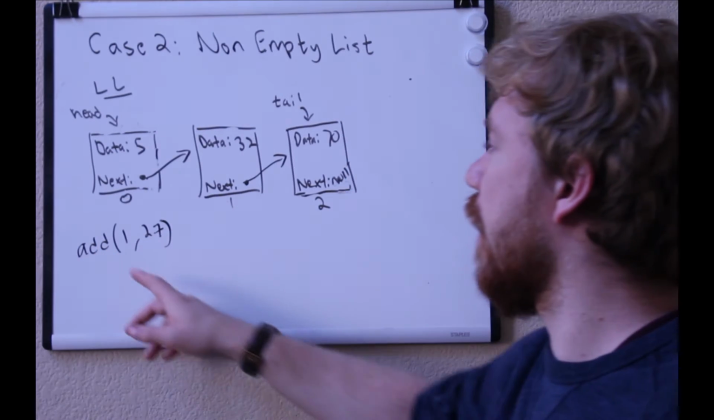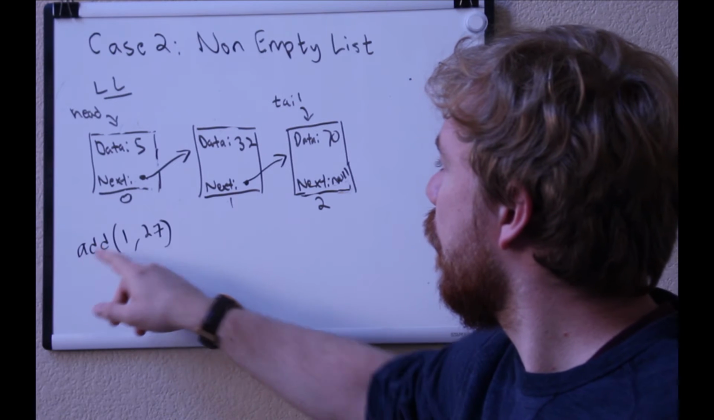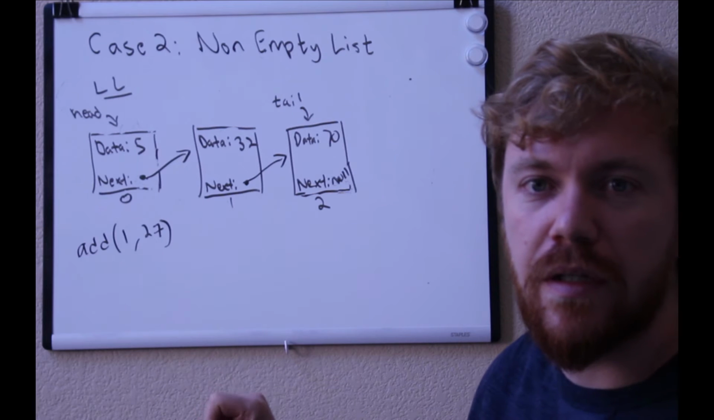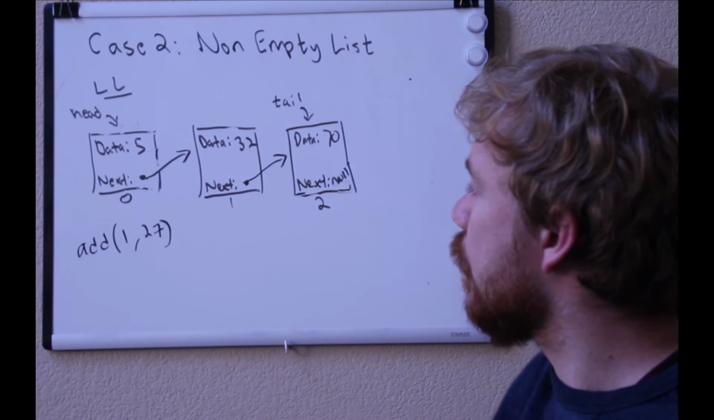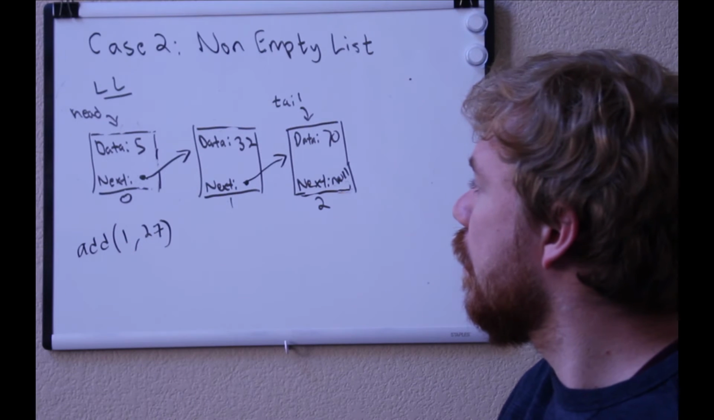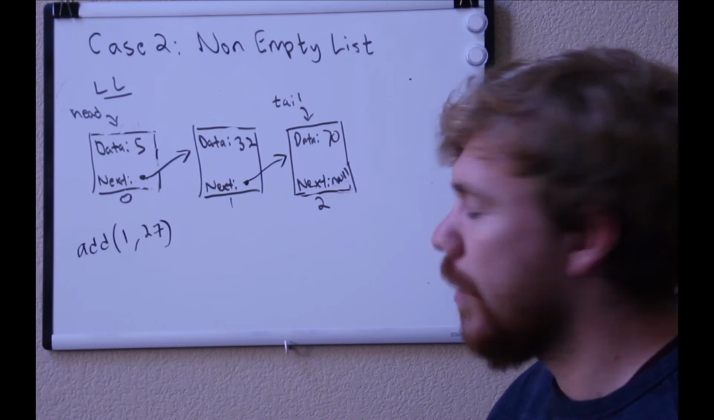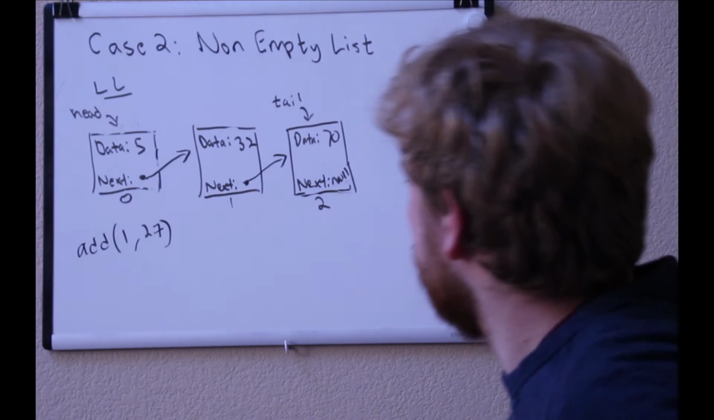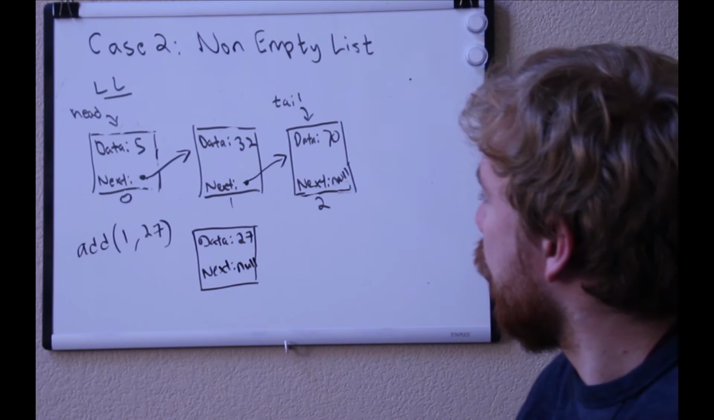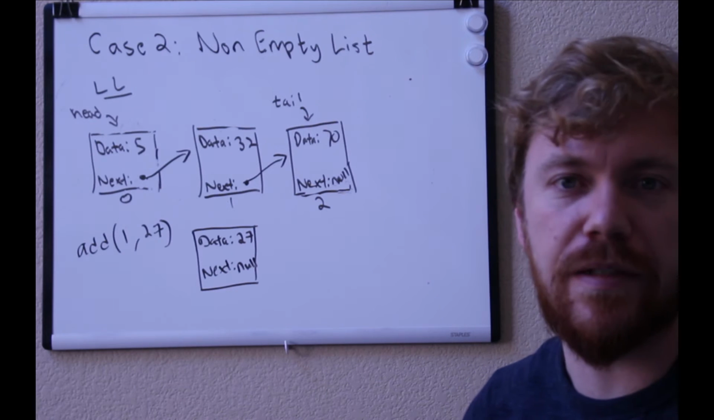Right? And so what this is saying is add a new node to our linked list. The data should be 27, and it should be added, or inserted, at index 1. And so if we look at the steps on how to do this, I'll go ahead and create the new node right here. The new node doesn't have an index yet because it has not been added into the linked list.